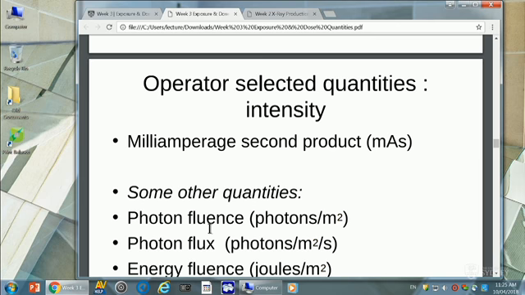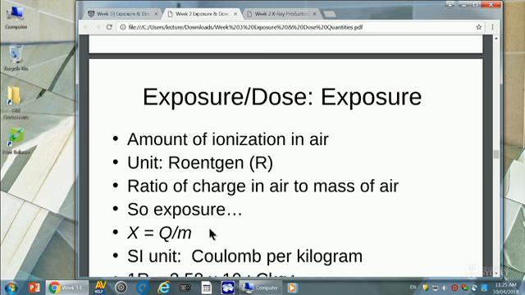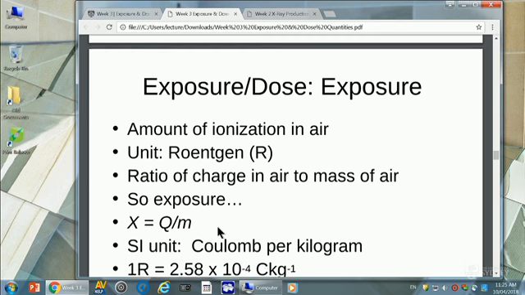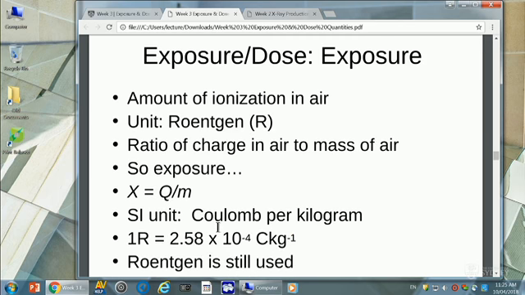Okay, so that's the operator selected quantities, which you know well. You know about energies now, and you know about MAS. Let's move to something you might be less familiar with. Now, these are not operator selected things. These are much more objective, measurable things.